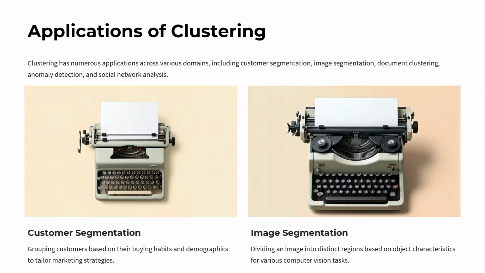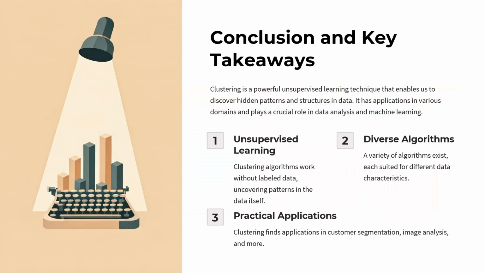Then applications of clustering. Clustering has widespread application across various domains. In marketing, it is used for customer segmentation, grouping customers based on their buying habits and demographics to tailor marketing strategies. In computer vision, image segmentation divides an image into distinct regions based on object characteristics, which is crucial for tasks like object recognition and scene understanding. Clustering also plays a vital role in document clustering, anomaly detection, and social network analysis, highlighting its versatility and importance in modern data analysis.